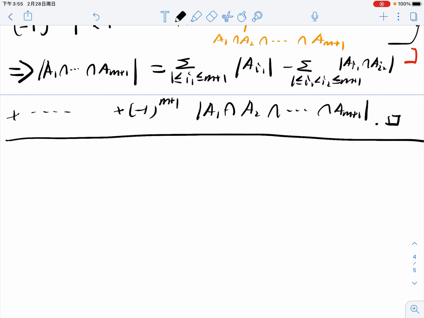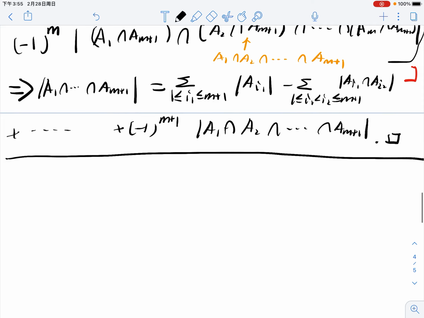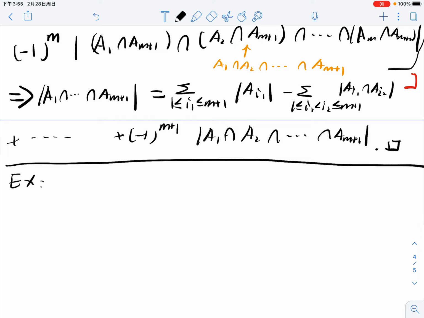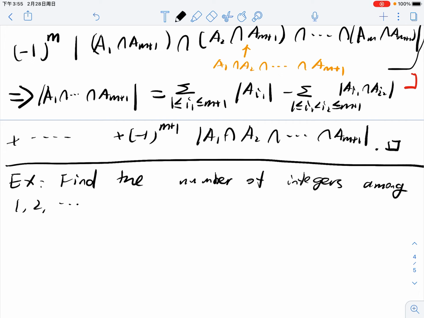So next, let's apply this formula to the following easy example. This example actually gives a scheme for how to apply the formula in the general situation. Find the number of integers among 1 to 100 that are not divisible by 4, 5, or 6.